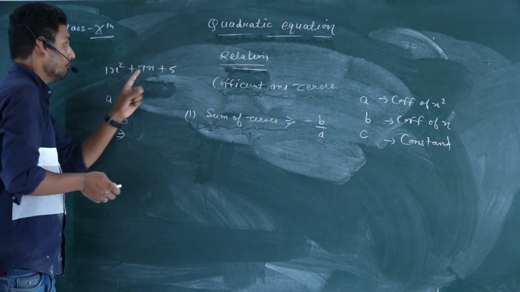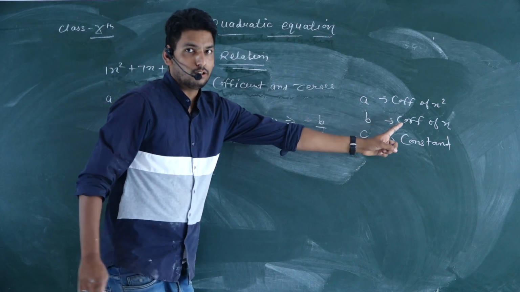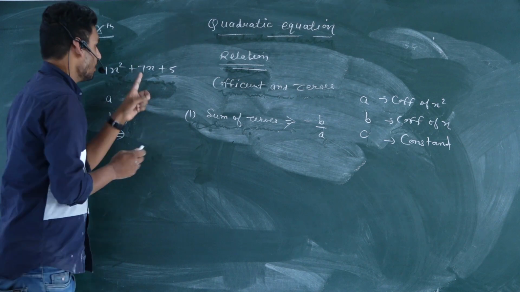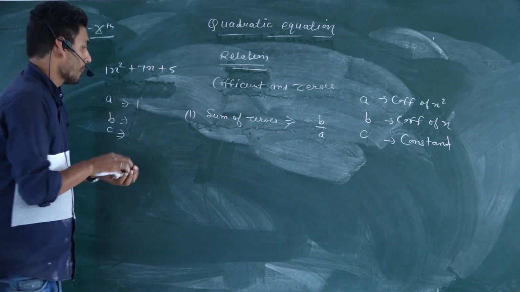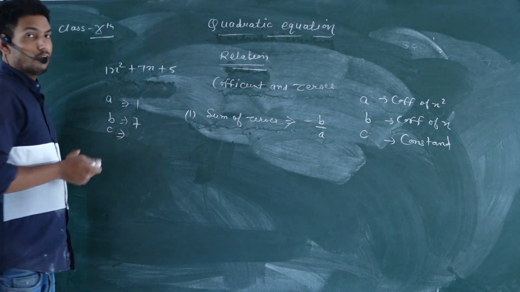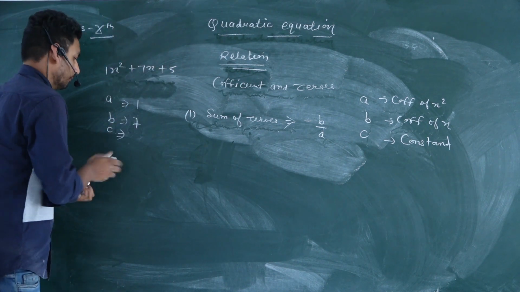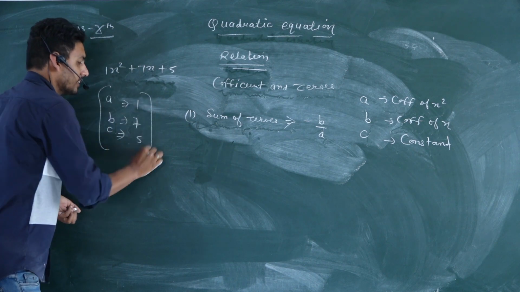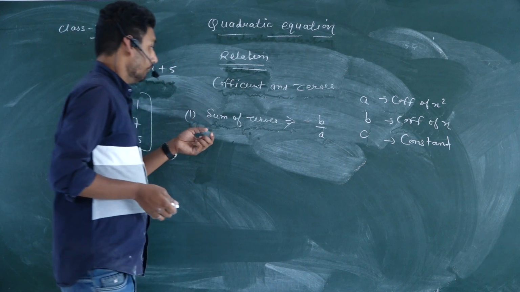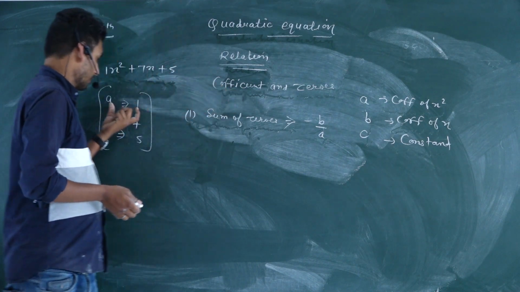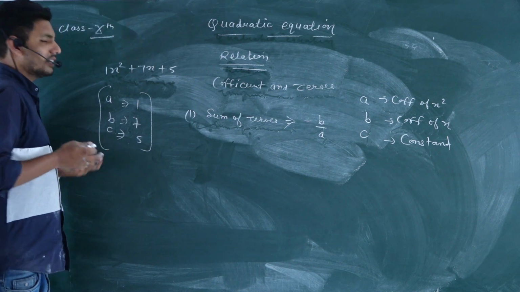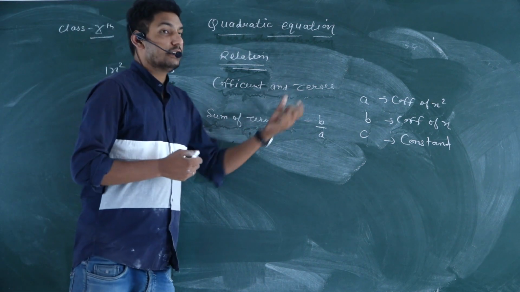Here, what is the value of b? B is the coefficient of x. Students, you observe on the board, what is the coefficient of x in plus 7x? Then 7 is the coefficient of x, that means b. Yes, what is the constant in this equation? 5. That means, students, we select a, b, c from the equation easily. A is the coefficient of x square, b is the coefficient of x, and c is the constant.